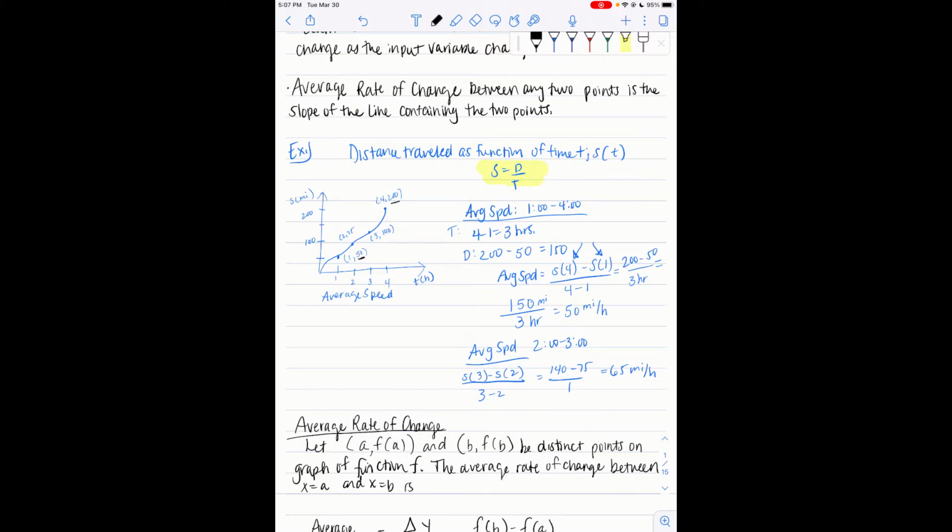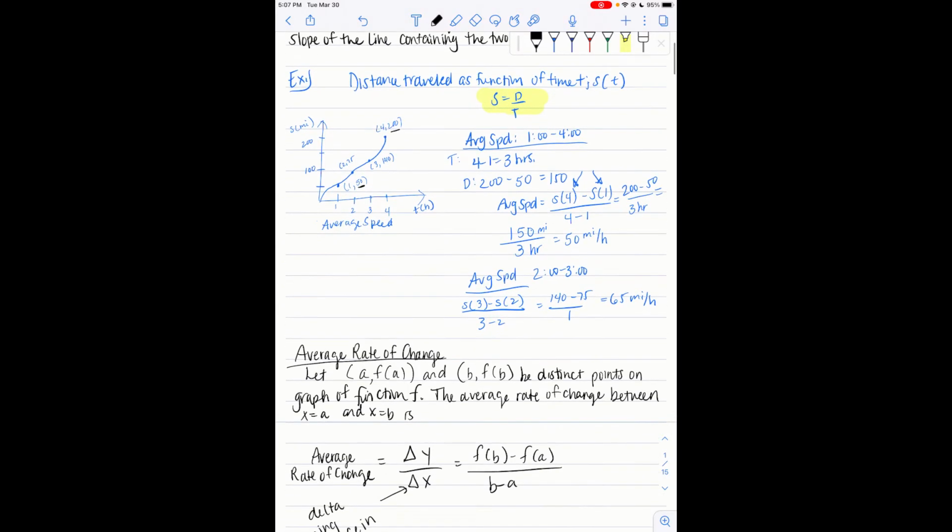And then from 2 to 3, our average speed is going to be s of 3 minus s of 2, or what the distance was at those points of time, over 3 minus 2. So s of 3 is 140, and s of 2 is 75. So we do 140 minus 75 over 1, which is 65 miles an hour. So that's average rate of change using the speed formula, which actually becomes the slope of the line containing those points.